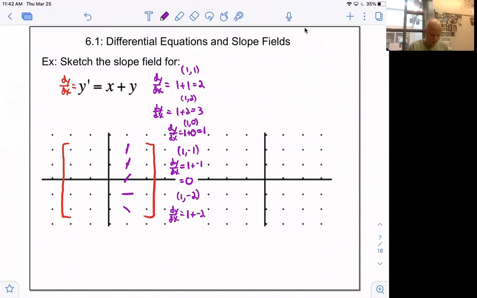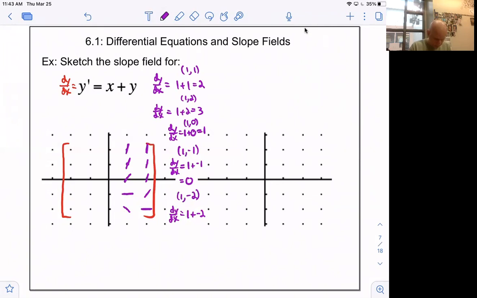And then I would move to another line and do another bunch of points. This point right here is (2, 0). 2 plus 0 is 2, so I draw a slope of 2. (2, 1) would be 2 plus 1, which is 3, slope of 3. (2, 2), slope of 4, so a little even steeper. When they get steeper, they're kind of hard to accurately draw, but just try to get steeper. (2, -1) would be 1. (2, -2) would be 2 plus negative 2, which is 0.